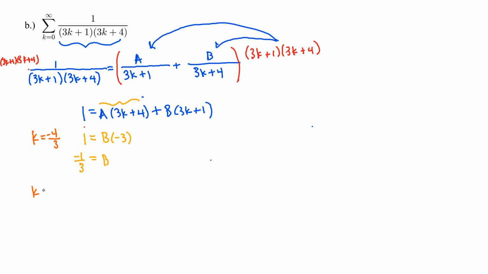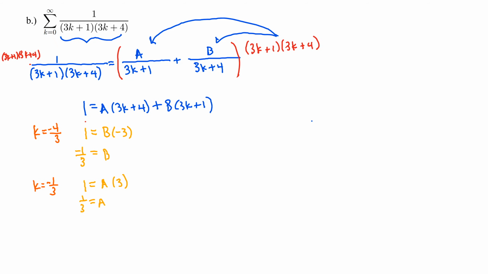Another convenient k value to use would be the 0 of this other factor, -1/3. Plugging in -1/3 on the left, we have 1. Plugging it on the right side, we have a times 3, and this factor zeroes out. So it looks like a is equal to 1/3.